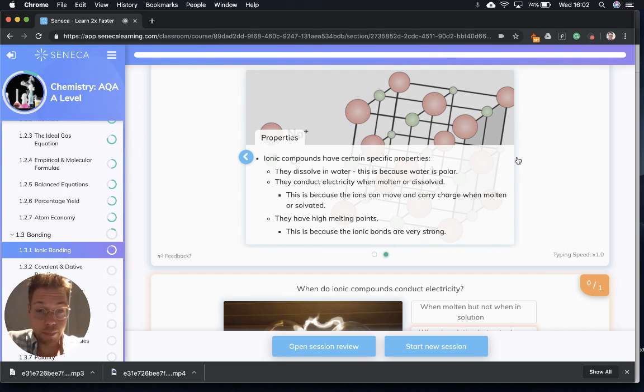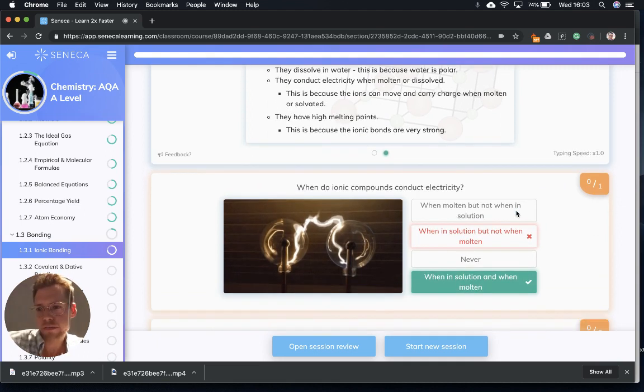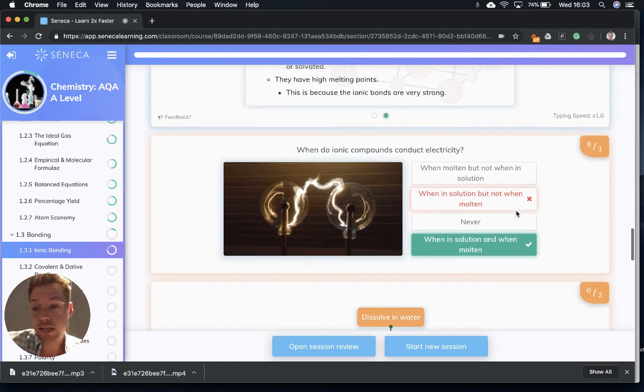And ionic compounds, they have specific properties. So they dissolve in water, and that's because water is polar. They conduct electricity when they are molten or dissolved, because those ions are free to move around and conduct that charge. And they have very high melting points because ionic bonds are really strong. Like, have you ever seen salt melt when you put it in a pan? Nah, it might dissolve, but that is not going to melt. Don't try that though, bad idea.